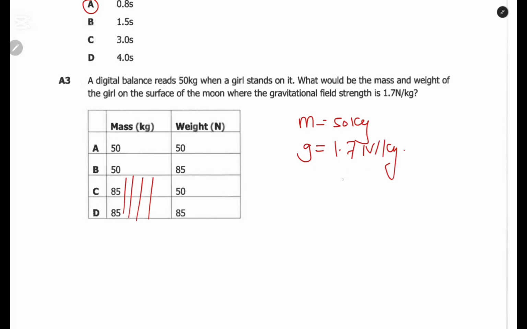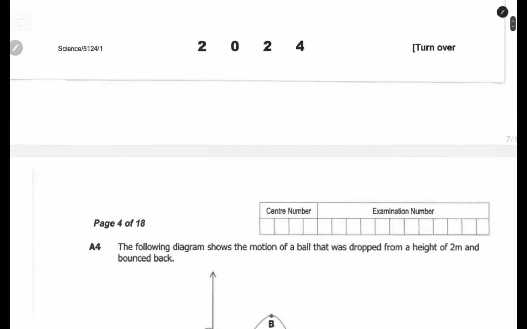Now, let us calculate the weight. Weight is dependent on gravity. And of course, as you go to the moon, weight decreases due to decrease in gravity. So weight is equal to mass times gravity. Okay, so 50 multiplied by 1.7. And this should give you 85 Newton. We are looking for the one that has mass 50 and weight 85. Therefore, the answer is B. I guess here we are together.